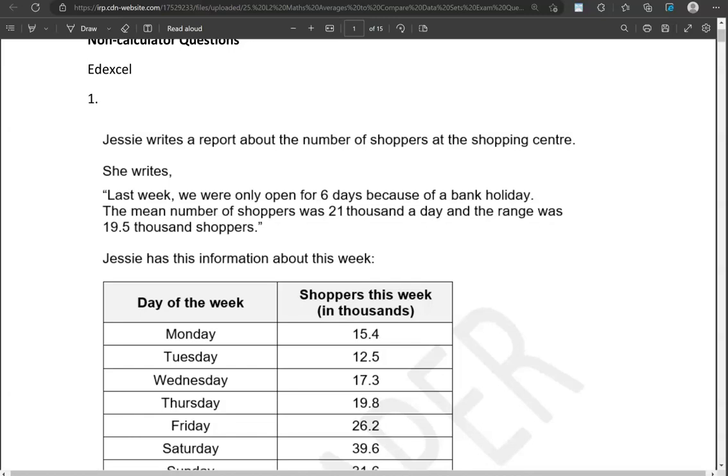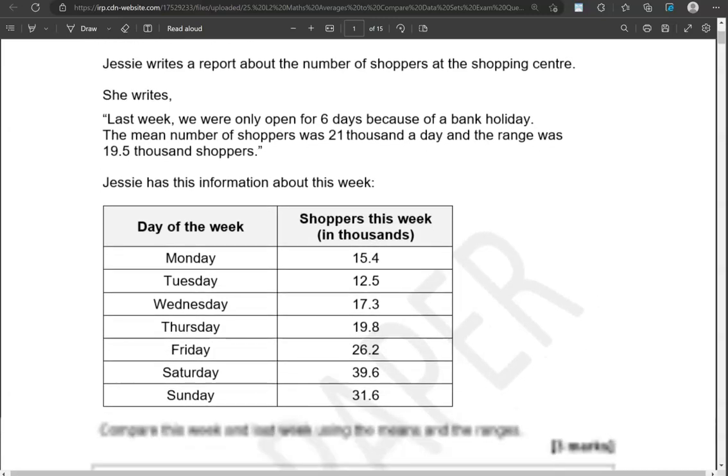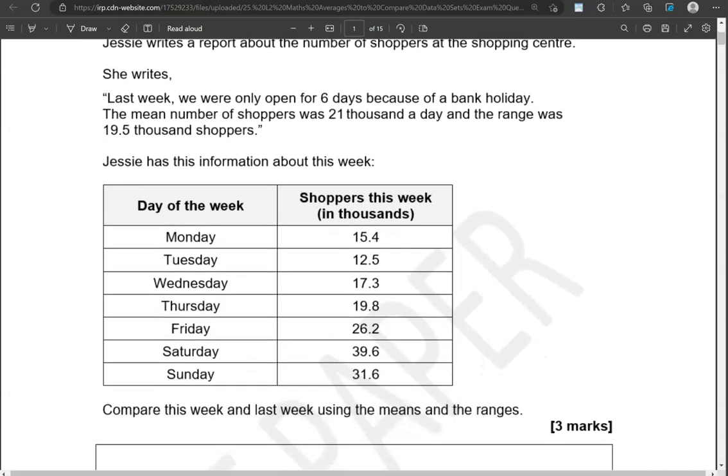Jessie writes a report about the number of shoppers at the shopping centre. She writes, "Last week we were only open for 6 days because of a bank holiday. The mean number of shoppers was 21,000 a day and the range was 19.5 thousand shoppers. Jessie has this information about this week. Compare this week and last week using the means and the ranges." So we'll need to work out the mean and the range for this week and compare them with last week.